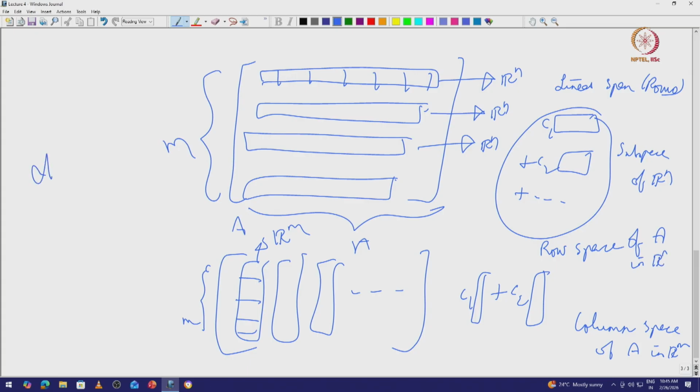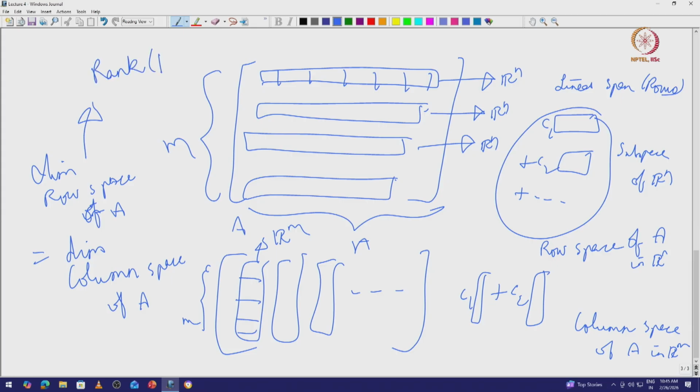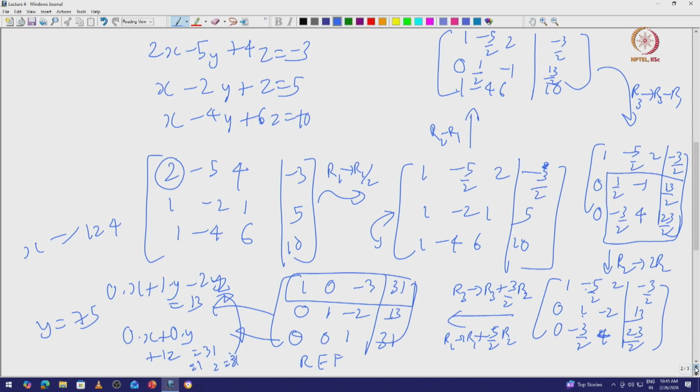Now, the dimension of the row space of A miraculously turns out to be equal to the dimension of the column space of A. It's not at all obvious that this must happen. These numbers are called the rank of the matrix. This would have been called the row rank and this would have been called the column rank, but since they're equal, we simply refer to these numbers as the rank of the matrix. Yeah. So for example, if we go back here, let's look at, let's say, this matrix.